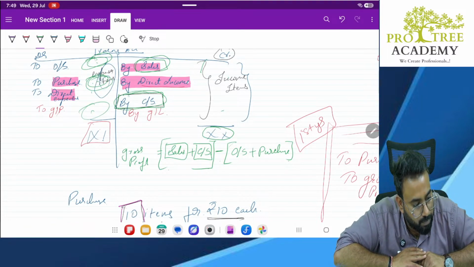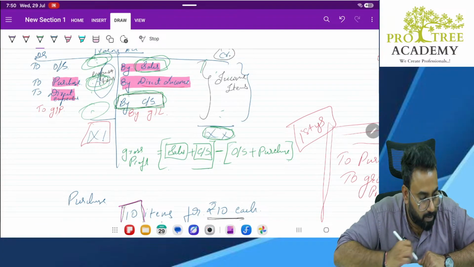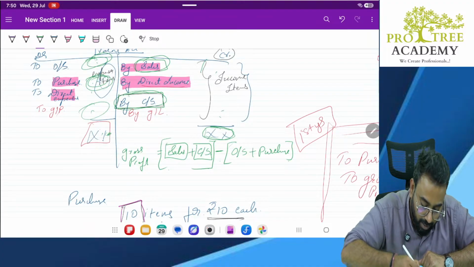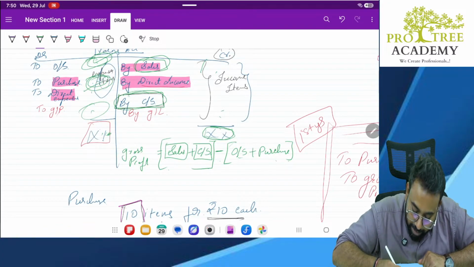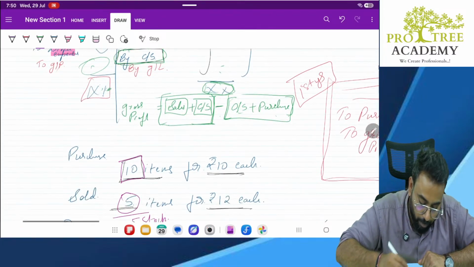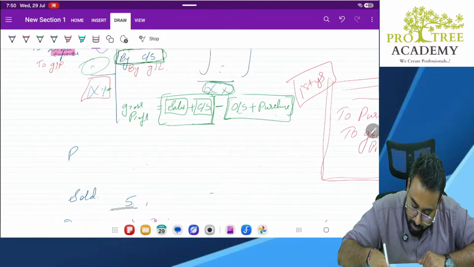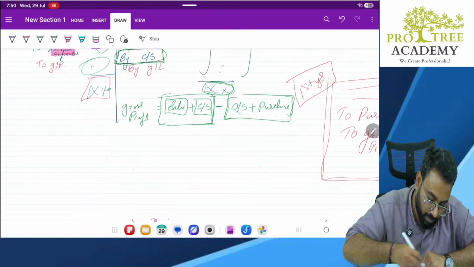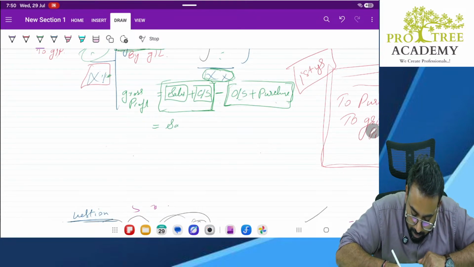Correct or no? Sales plus closing stock will give you this figure. Minus this figure will give you gross profit. Minus this figure, this plus this. Correct? So this plus this. If I minus these two figures from this figure, we'll get gross profit. If you break down and write the equation, will the equation look like this? If I break it down and write the equation, it will look like this.